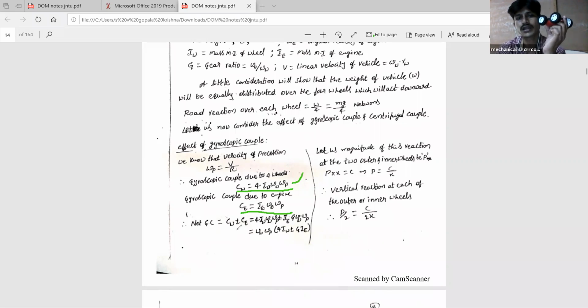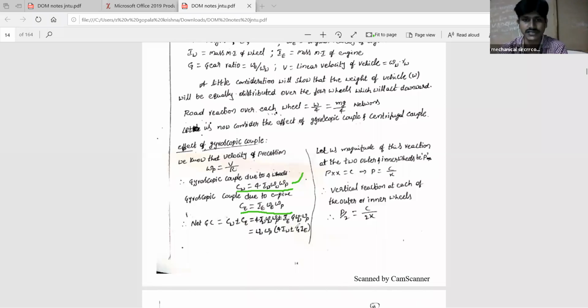Now the net gyroscopic couple. Why? Because the wheels' couple is one and the engine's couple is another one. So now we calculate the net gyroscopic couple. When we write that, it is C suffix w plus or minus C suffix e: the gyroscopic couple due to the four wheels plus or minus the gyroscopic couple due to the engine.